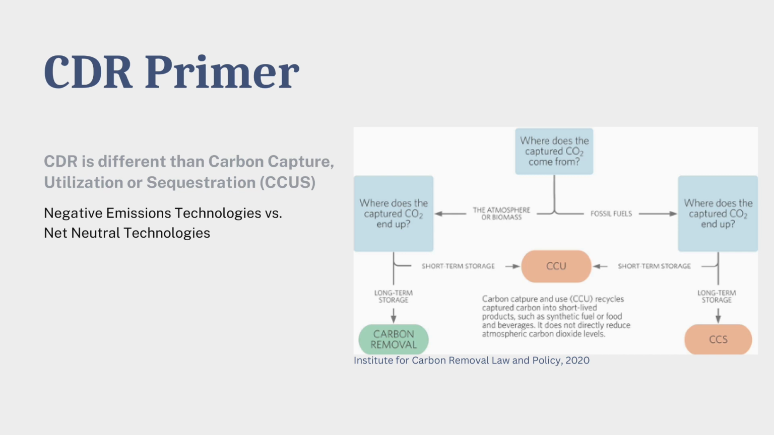For the purpose of the capstone, I defined CDR as a suite of negative emissions technologies to remove and store carbon from the atmosphere, as opposed to carbon capture, utilization, and sequestration, which includes technology that are at best net neutral and captures CO2 directly from a point source of emissions like a power plant.